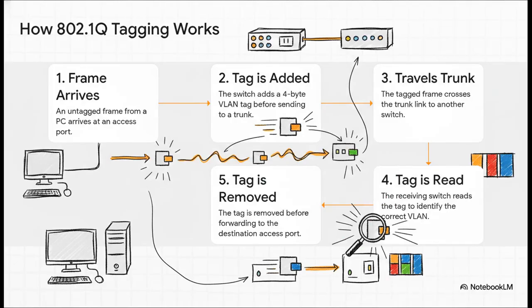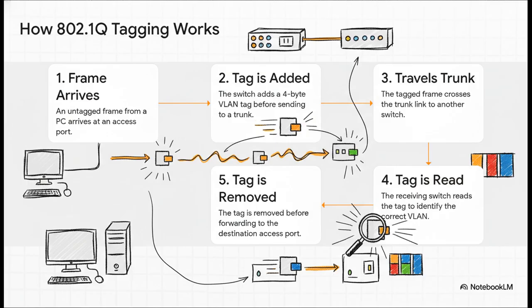So let's follow a piece of data on its journey. Your computer, which knows nothing about VLANs, sends a normal data frame to its access port. Let's say it's on VLAN 20. The switch sees it, and before it sends it down a trunk link, it injects a tiny 4-byte tag into the header that basically says, hey, this belongs to VLAN 20. That tagged frame travels across the trunk. The next switch reads the tag, knows exactly where it's supposed to go, and forwards it only to other ports in VLAN 20. Right before it leaves the final access port to the destination PC, the switch strips that tag off.